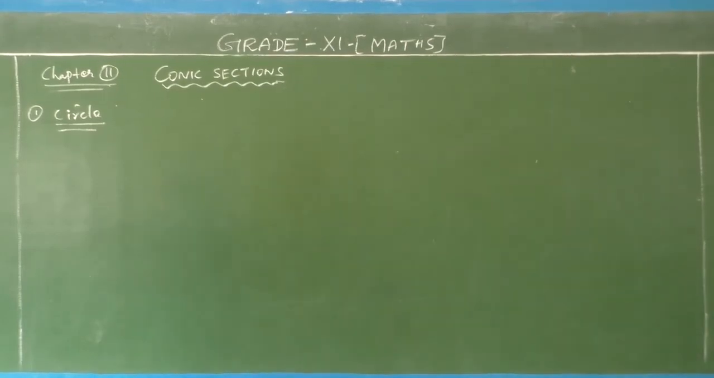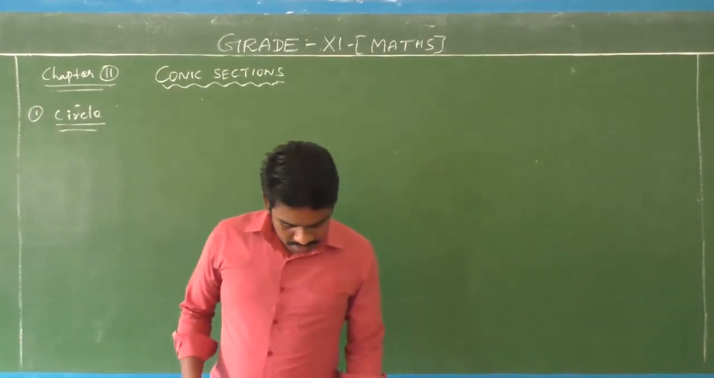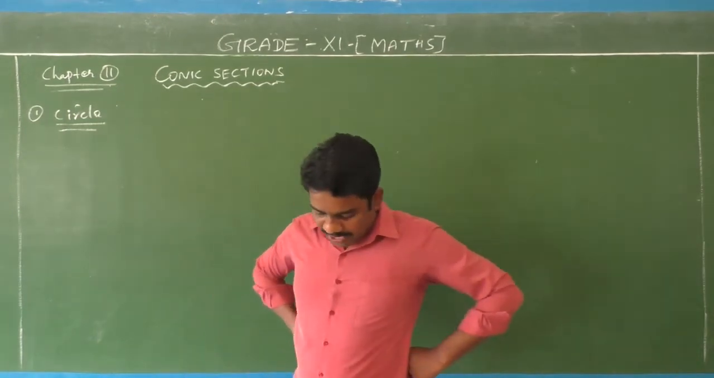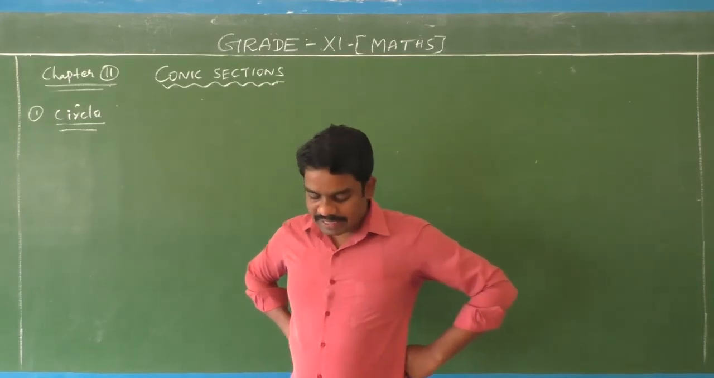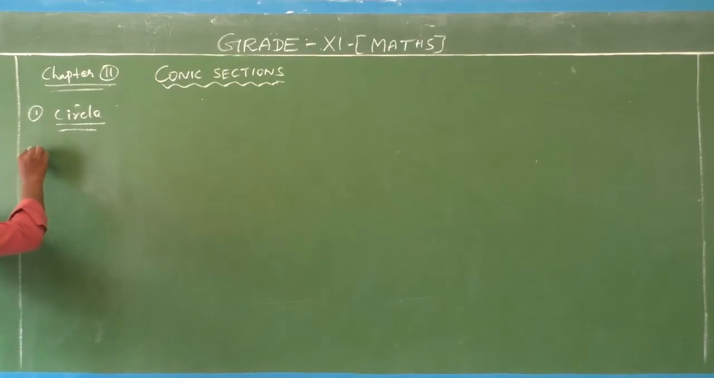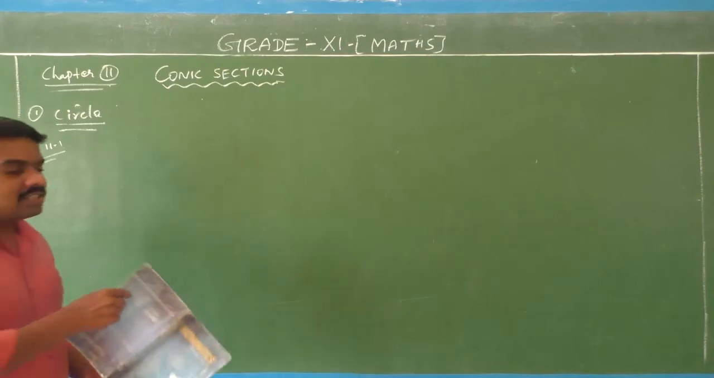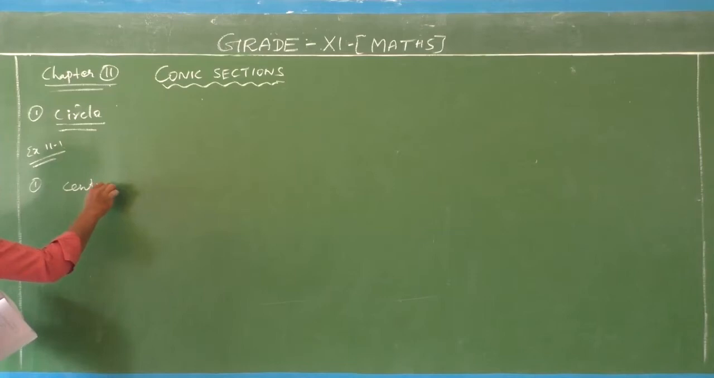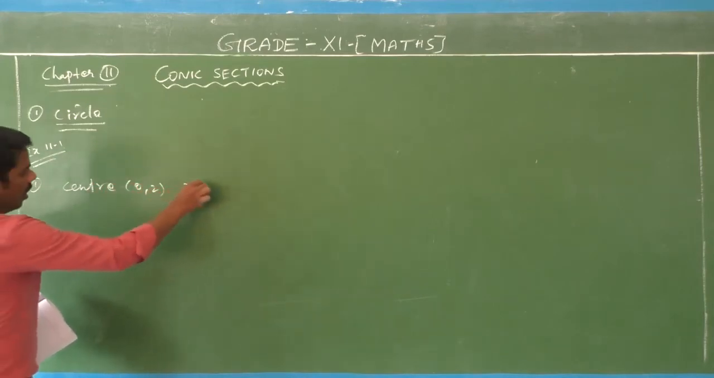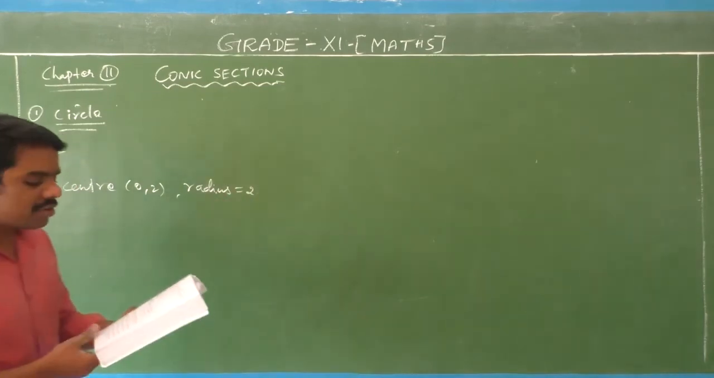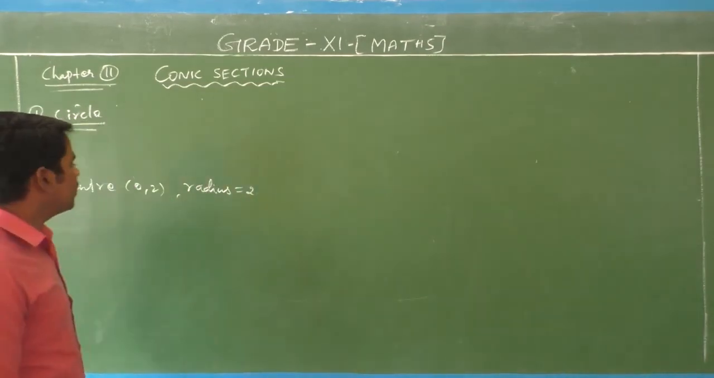Listen, exercise number 11.1. Question number 1. In each of the following exercises 1 to 5, find the equation of the circle. The first question: center is 0 comma 2 and radius is 2. Then find the equation of the circle.